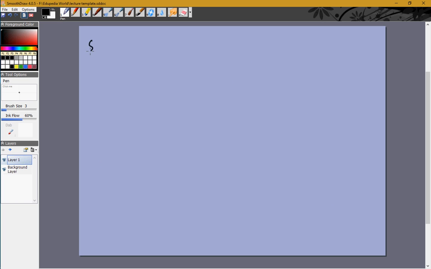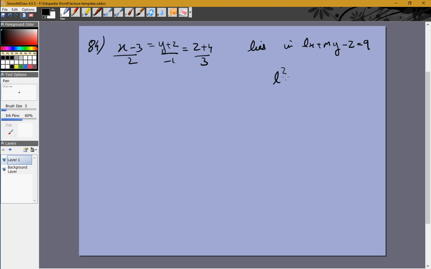Let's move on to question 84. The line given as (x minus 3)/2 equals (y plus 2)/(minus 1) equals (z plus 4)/3 lies in the plane lx plus my minus z is equal to 9, and we need to find the value of L squared plus M squared.